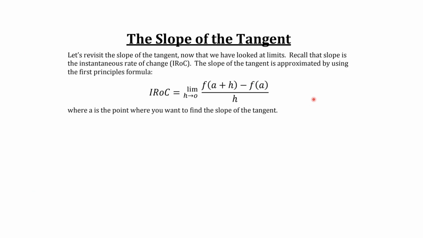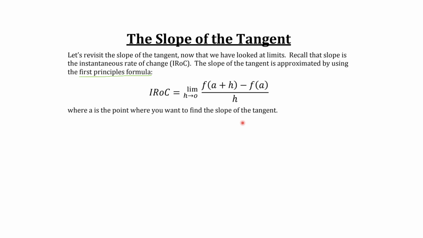So let us recall that slope is the instantaneous rate of change, right? So the slope of the tangent is approximated by using the first principles formula. And this is the formula that we looked at in our first topic. Remember, f of a plus h minus f of a over h. So now we are going to be taking the limit as h approaches 0 of this formula so that we can find the instantaneous rate of change. Okay? So here, a, again, is the point where we want to find the slope of the tangent.